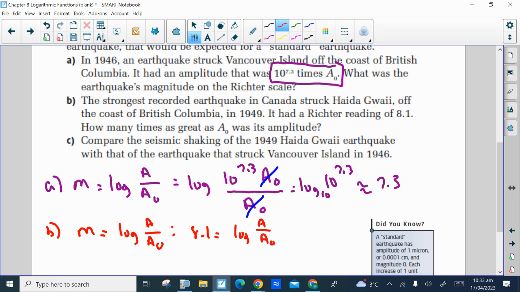We want to know how many times as great as a sub-zero was its amplitude. So in this case, we need to get A by itself, and it'll be a function of a sub-zero. So we need to get A by itself. Now again, this is a common log, no base indicated, which means it is base 10.